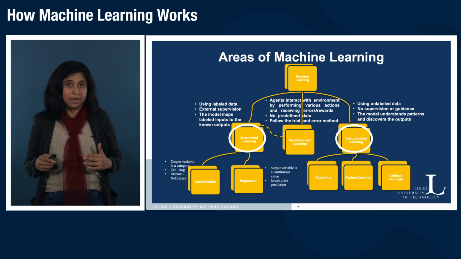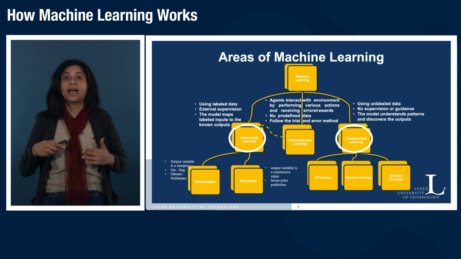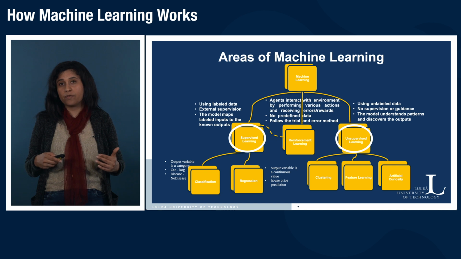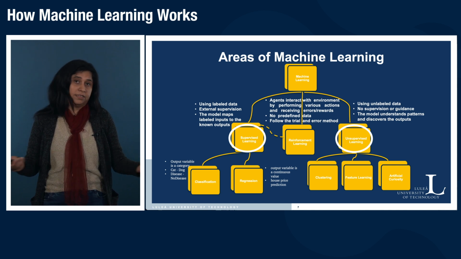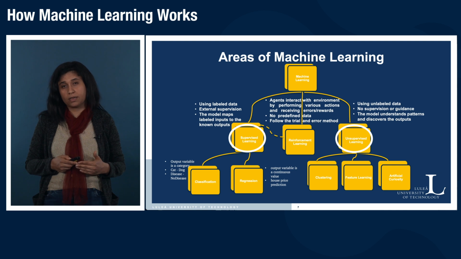In reinforcement learning, we have an agent that interacts with an environment by performing various actions and receiving rewards according to these actions. And we don't have predefined data, it just follows a trial and error method. There are also different algorithms for reinforcement learning.